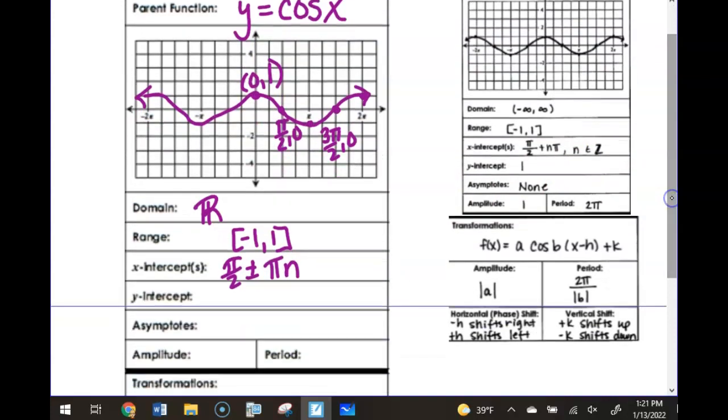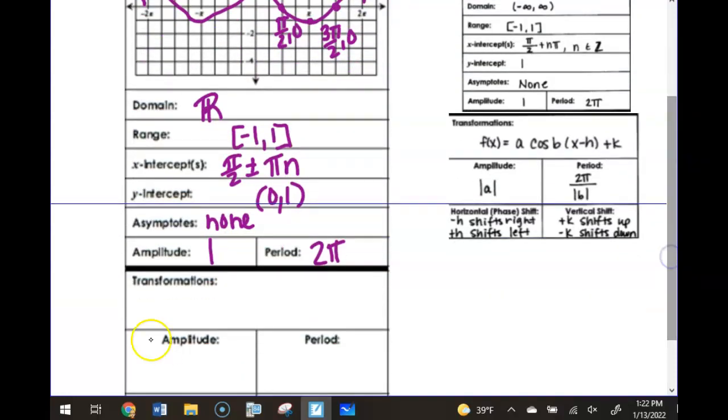Probably not a quiz question. Okay, where did it cross the y-axis at? (0, 1). It has no asymptotes. Its amplitude is 1 and its period is 2 pi, until we start throwing letters or other numbers in here.